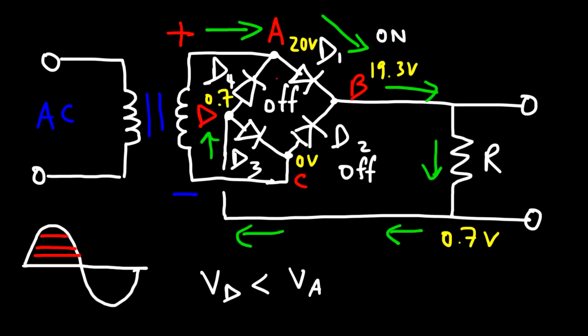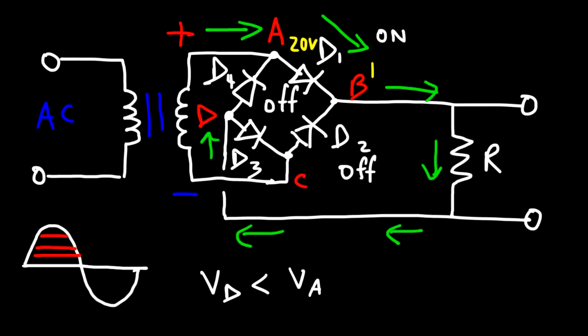Current will prefer to flow from a high potential to a low potential, that is, from A to D. However, the arrow of the diode is opposite to the direction of that current, so it's going to be off. And current will not flow from a low potential to a high potential. It's not going to go from 0.7 to 20. And so that's not going to work. Therefore, either way you look at it, diode 4 is off.